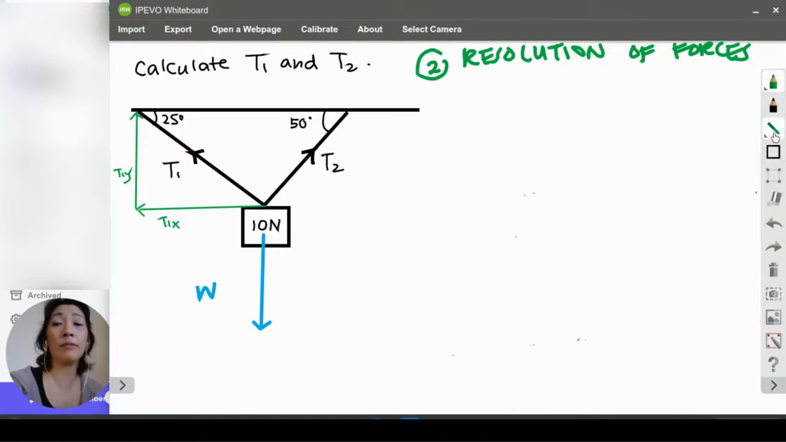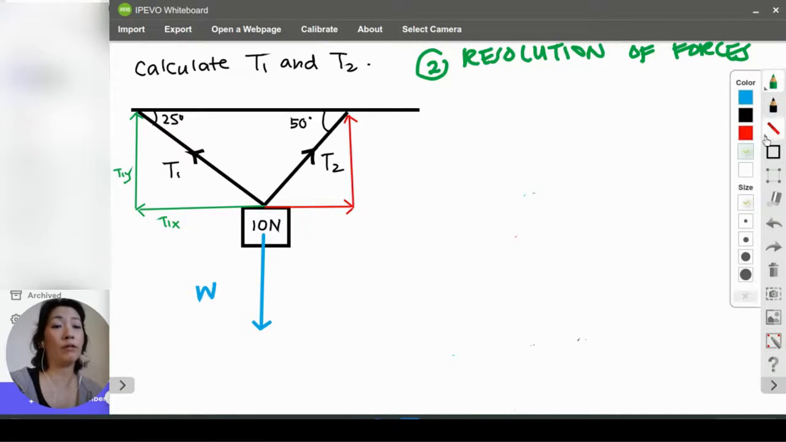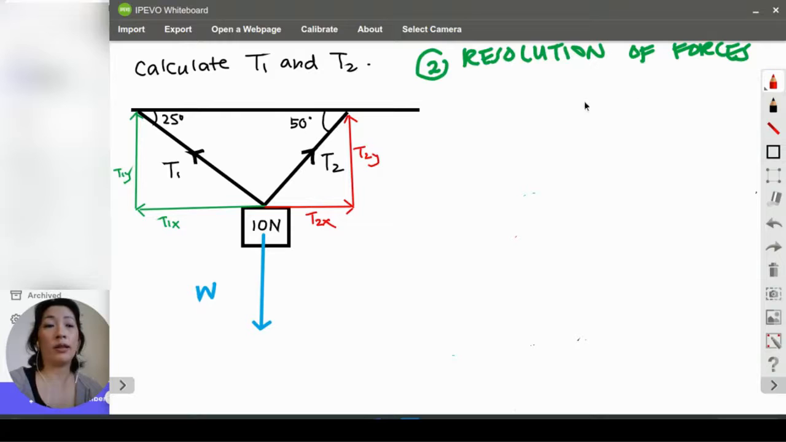And then we do the same thing for T2. T2 is going upwards to the right, which means that T2x is going to the right and T2y is going up. Let me do a quick label over here. So you have T2x and T2y. Let's get the angles as well. In the case of T1, if it's 25, Z rule, this would be 25 degrees as well. And then for the T2 triangle, this is 50. So that means inside here is also 50 degrees.